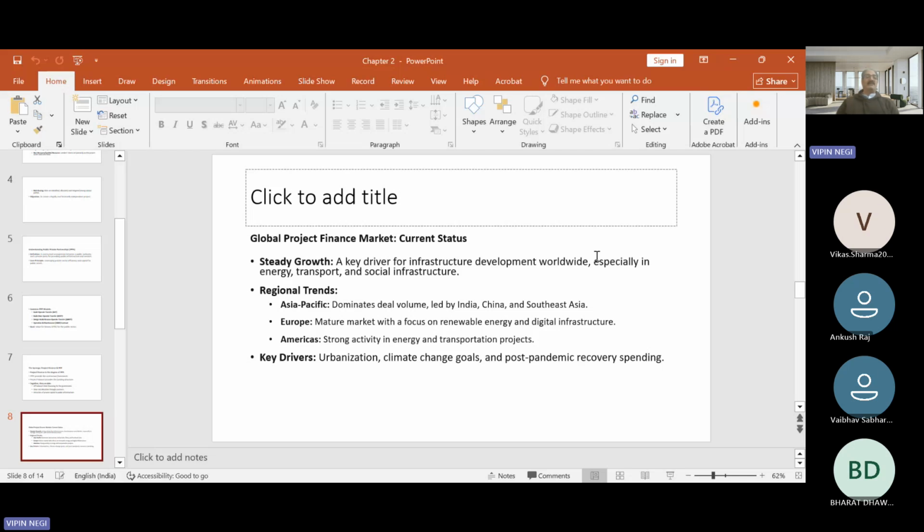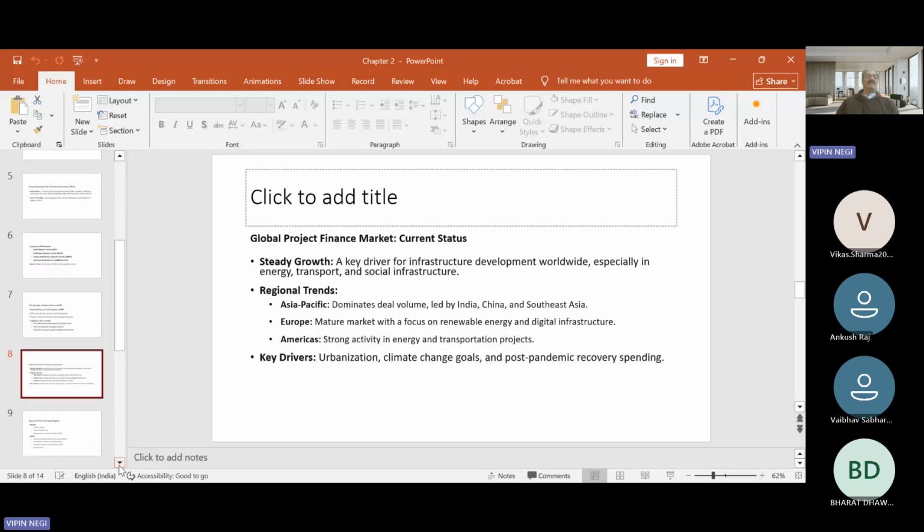What are the main reasons or key drivers behind this expansion or growth of project finance? The first one is urbanization. As we know, urbanization needs the biggest amount of infrastructure facilities, for building modern cities or smart cities. You need a huge amount of investment in various kinds of infrastructure activities.